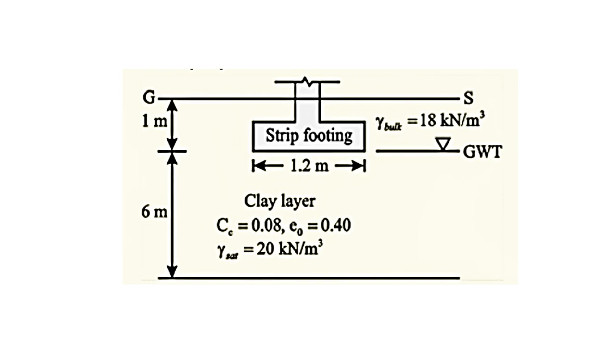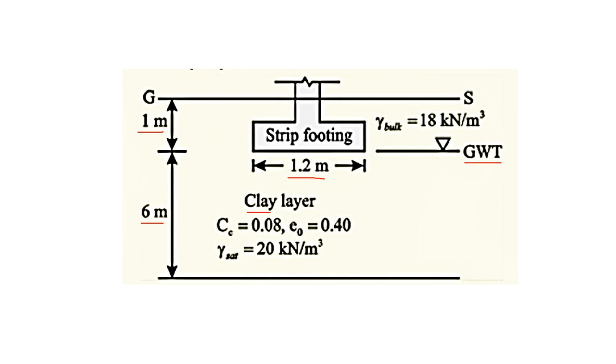Okay. So now if you observe carefully, we have got a strip footing which is having a width of 1.2 meter. There is a groundwater table at a height of 1 meter from the ground level. The entire soil is actually clay, okay, and just beneath the footing we have got another clay layer which is having a height of 6 meter.